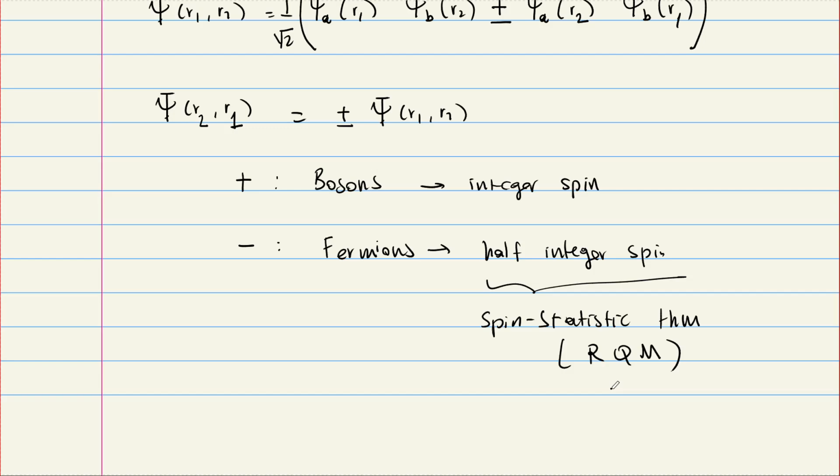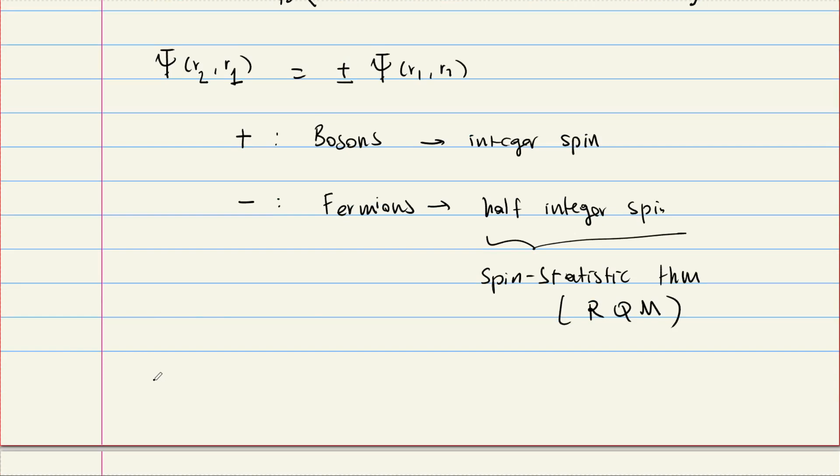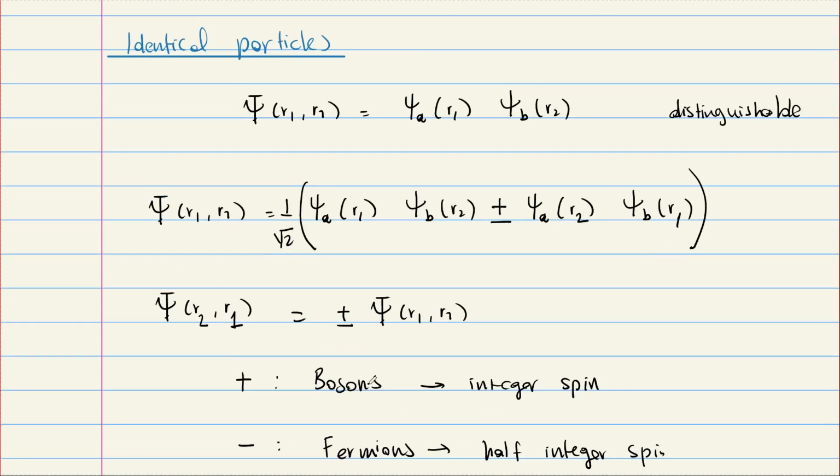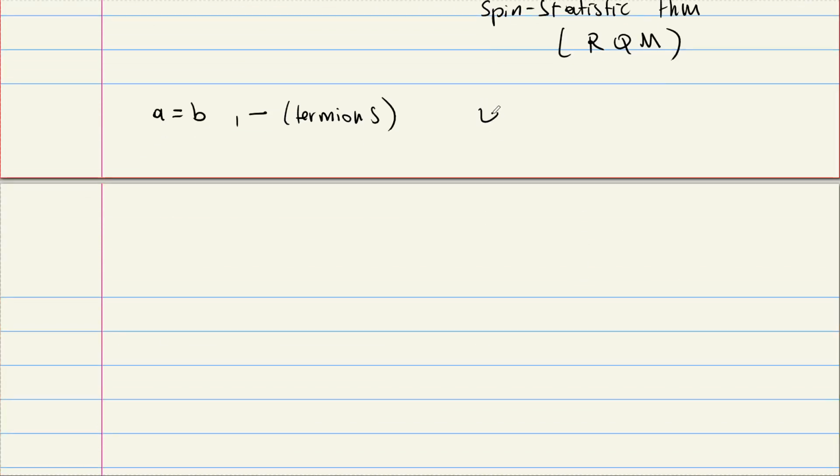Another interesting thing is that if you put A equal to B and take the minus sign, like fermions, you can immediately see that psi A R1, psi A R2 minus psi A R2, psi A R1 is something minus itself, which is 0. We immediately see psi R1, psi R2 is equal to 0. That means two fermions cannot be in the same state. That's a very important effect we will use repeatedly. This is called Pauli exclusion.